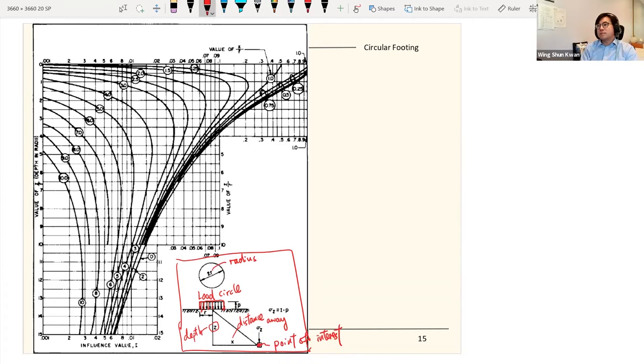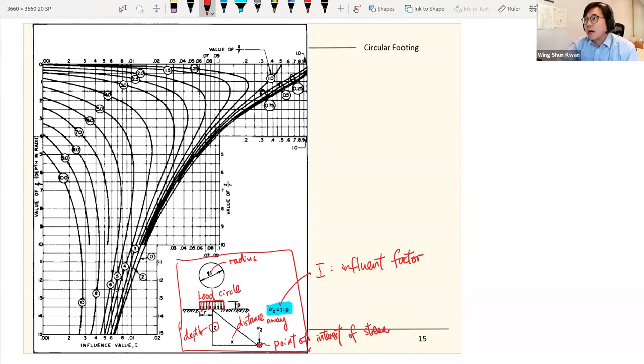So at this point of interest, which is at a depth of Z down and a distance X away, we want to find out the stress at this point, the point of interest of stress. This is what we try to find out, and you represent it by the factor I here. So the factor I is what you try to solve for. The I is the influence factor.